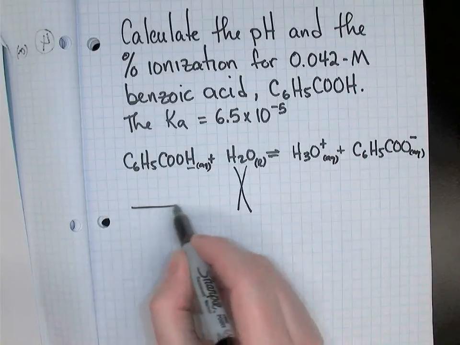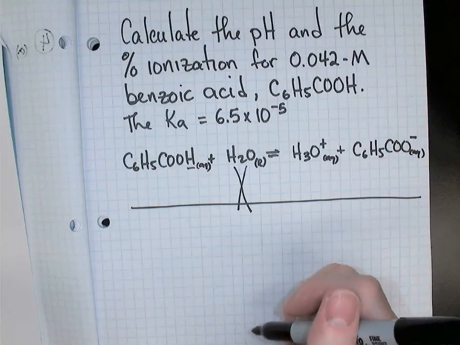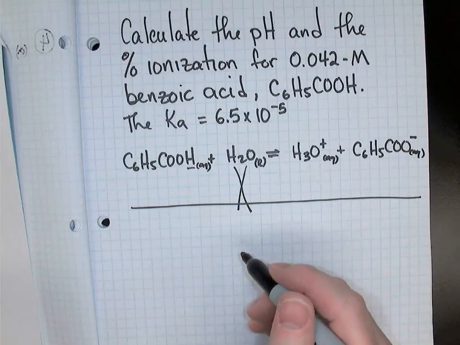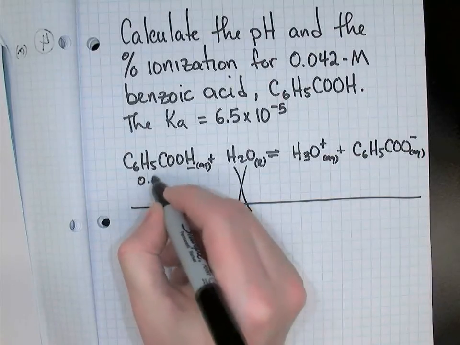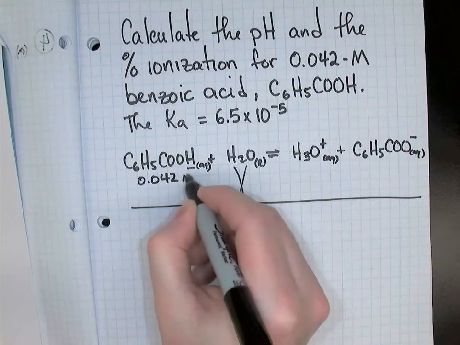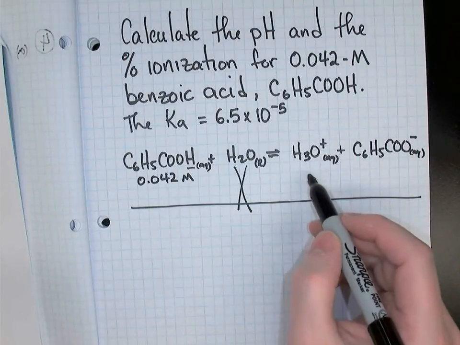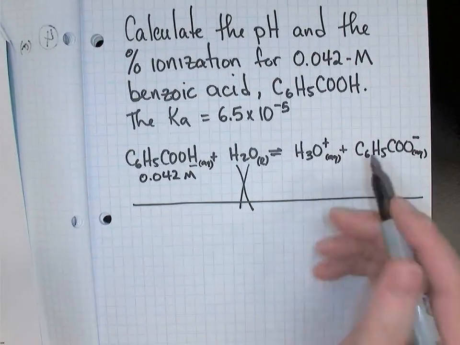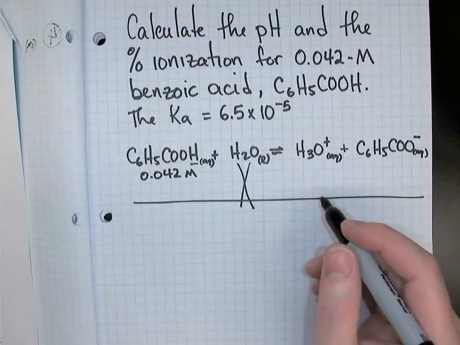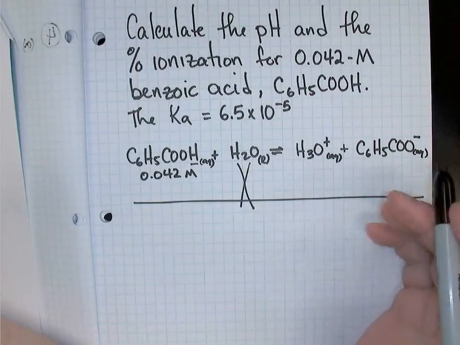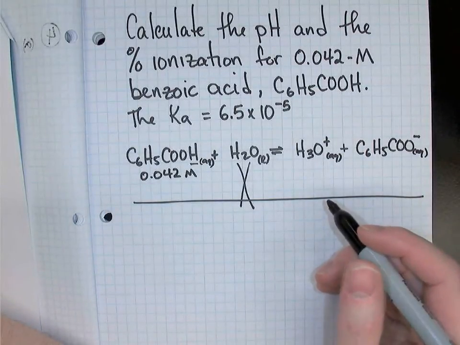Because water is a liquid, we're going to put a big X under it in our ice table that we're going to create. It's not going to be part of our equilibrium expression. The acid, the benzoic acid, was 0.042 molarity initially. Now, how much hydronium is initially in water? We know that at 25 degrees Celsius, the pH of pure water is 7. So that means that there has to be some hydronium in water since pH is based on hydronium.